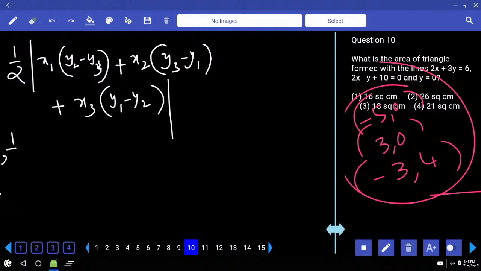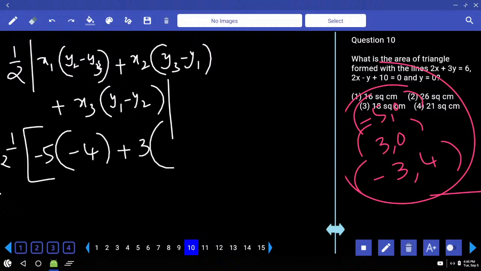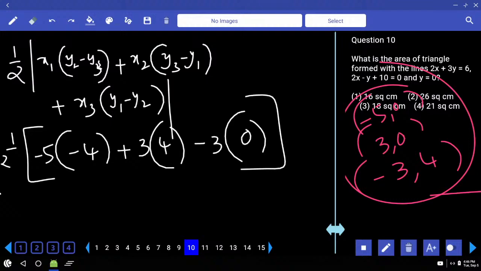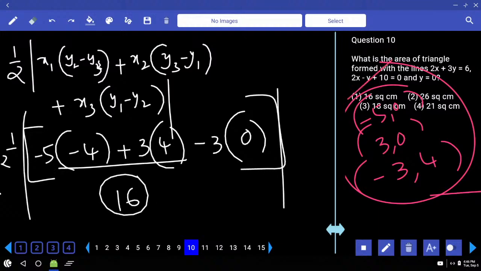That is 1 by 2 into minus 5 plus 3 into minus 4, y2 minus y3, sorry. That is minus 5 into minus 4 plus 3 into 4 minus 3 into 0. 20 plus 12, 16 answer, isn't it? 16 square centimeter is the answer.